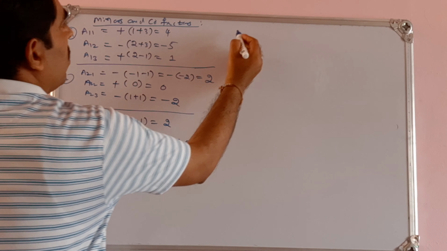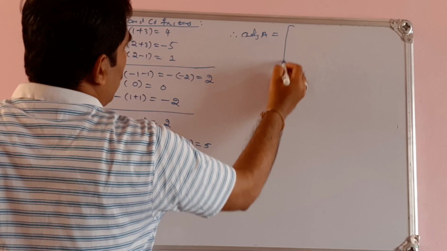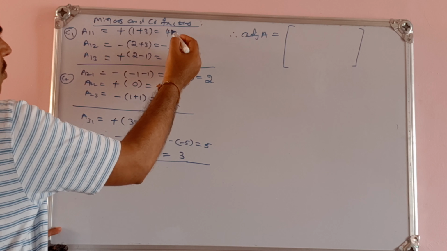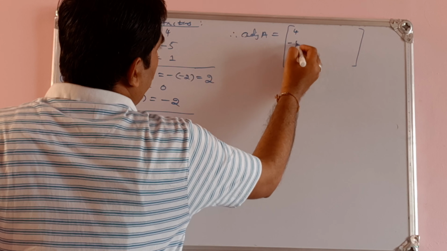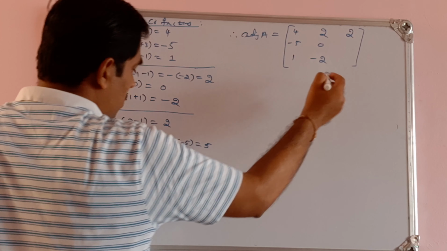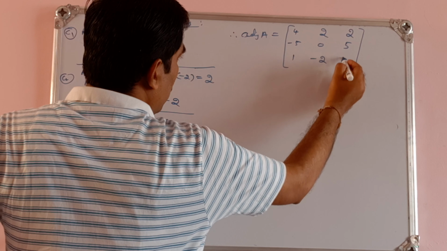Okay, so you can write the adjoint. Adjoint A is equal to, see, never write the adjoint as rows, so write it in columns: 4, minus 5, 1; 2, 0, minus 2; and the last 3 elements, write in columns: 2, 5, 3. So this is the adjoint of the given matrix.